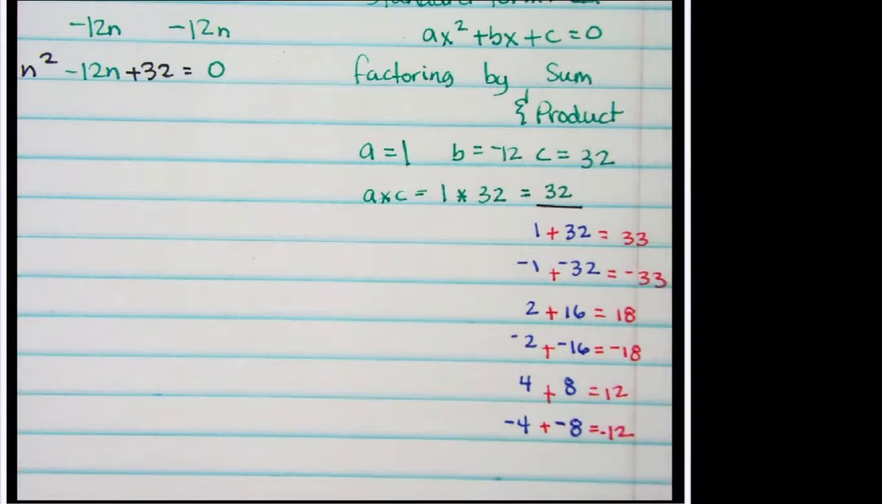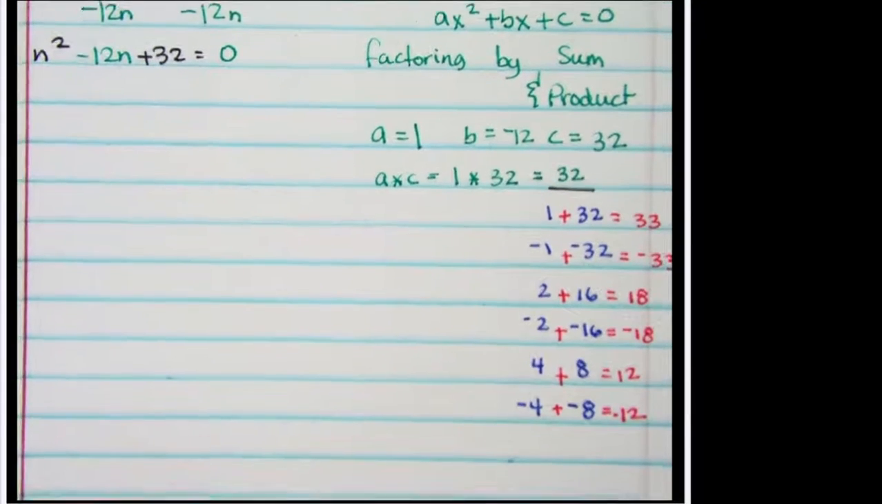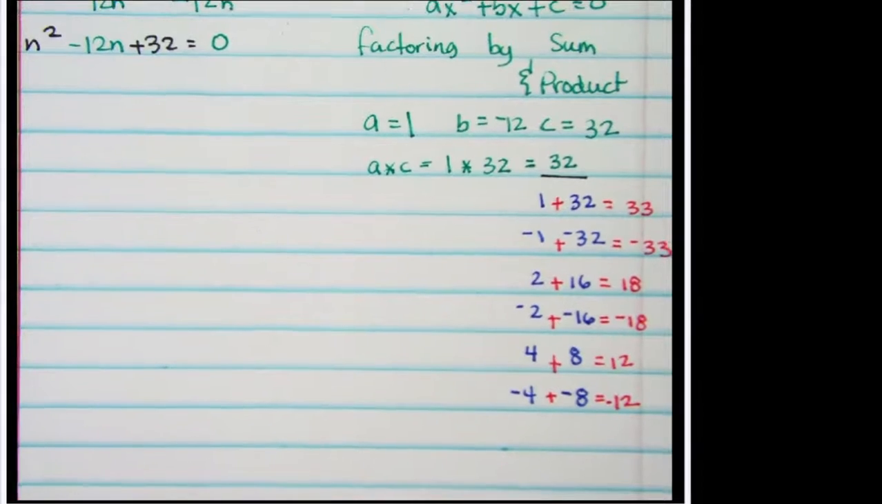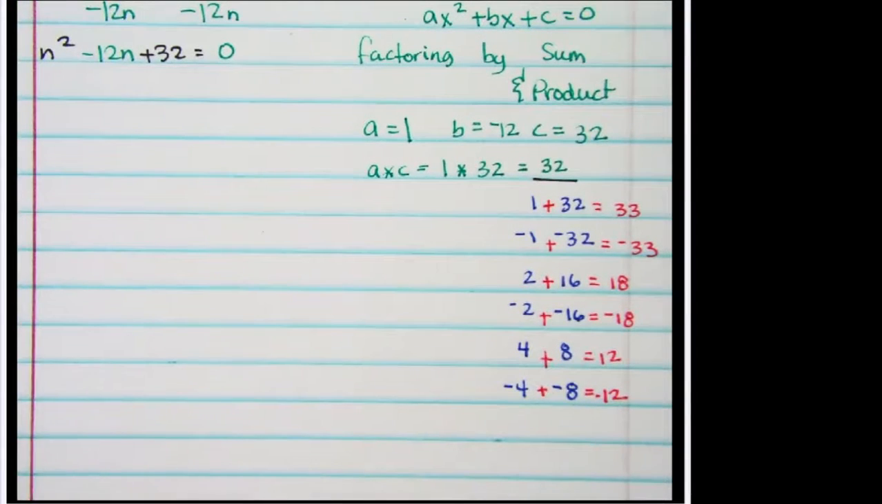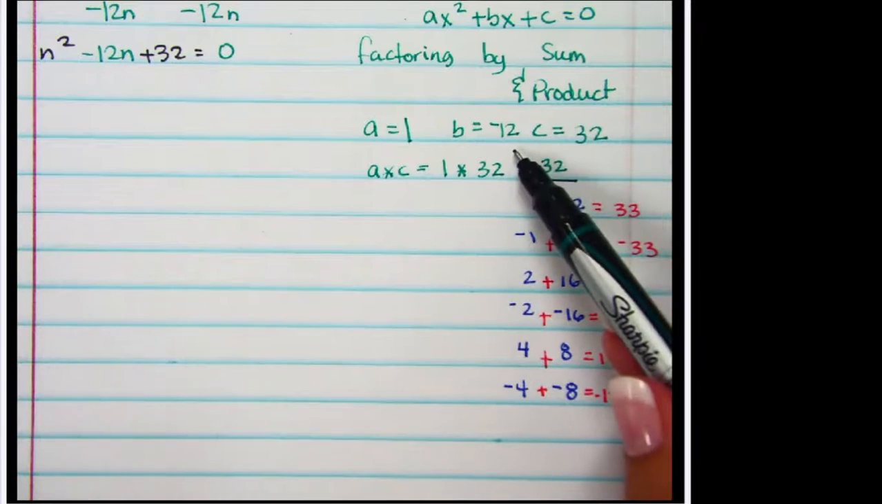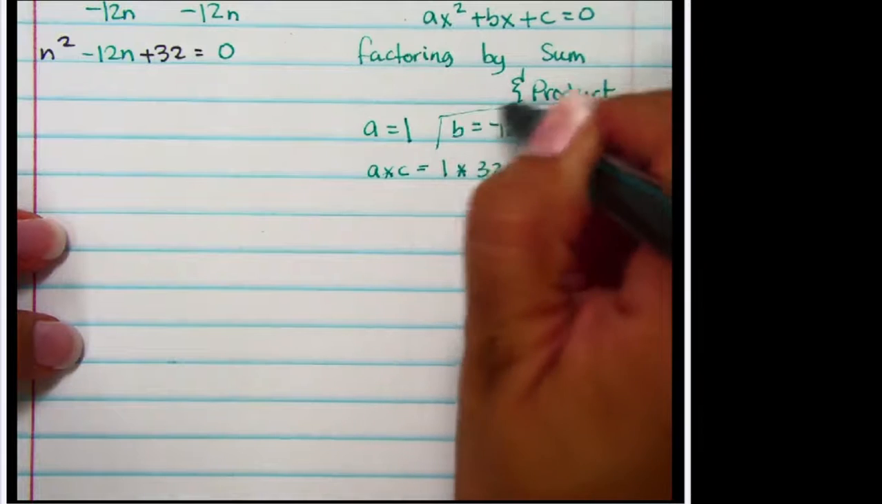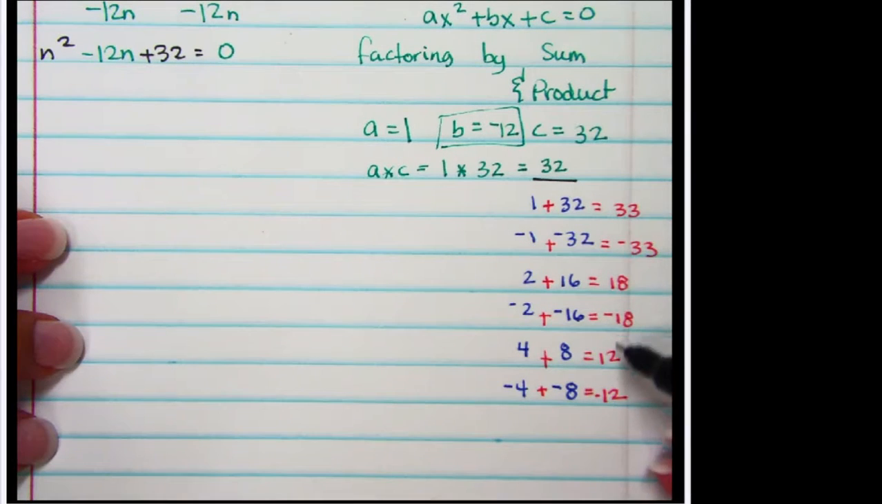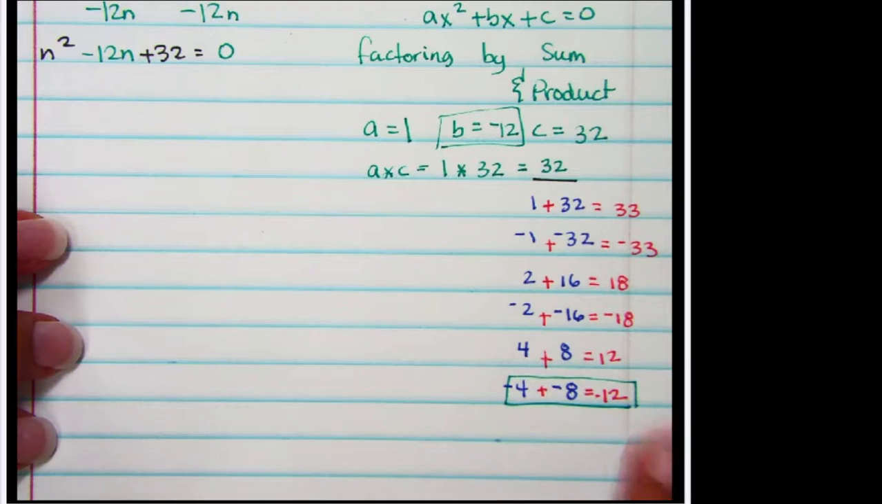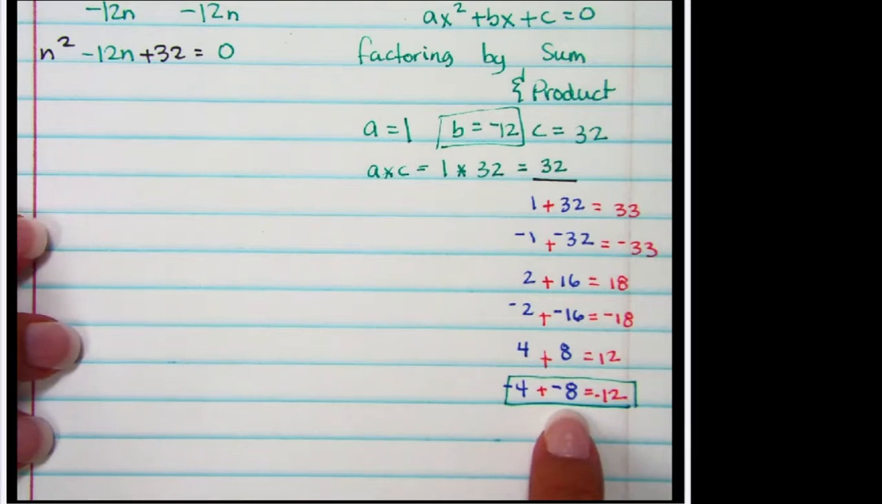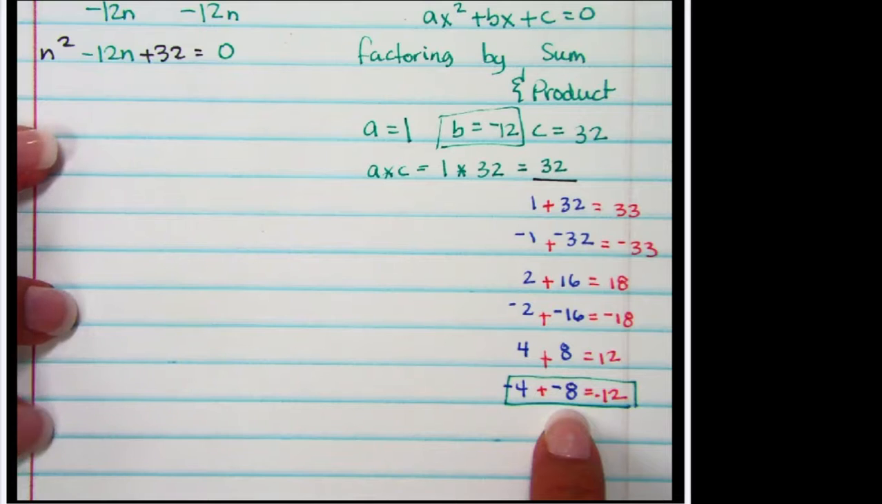Now, looking at all these factor pairs and sums that I have just created, I need to find the factor pair that adds together and gives me the value for B, negative 12. That's this pair, right down here. And so my factor pair that's going to be very useful for this one is negative 4 and negative 8.